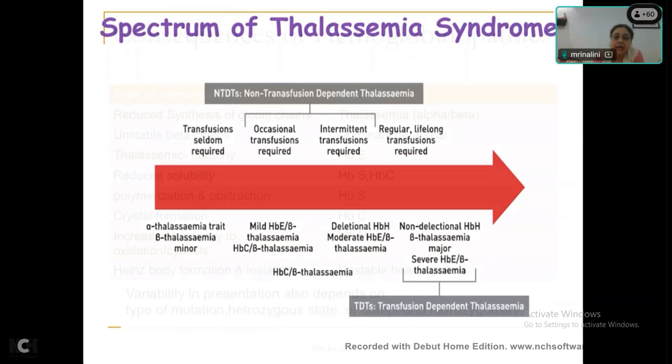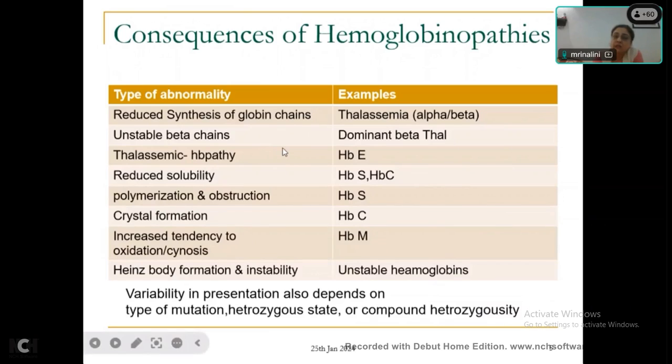So other consequences can be unstable beta chains, which also lead to anemia, then thalassemic hemoglobinopathies. Then there is reduced solubility, so it causes vaso-occlusive crisis, ulcers, and so many other things which happen in hemoglobin S and also in hemoglobin C, with obstruction in polymerization and crystal formation like in hemoglobin C. Then there is also another group of disorders in which there is an increased tendency for oxidation that leads to cyanosis, and that is called hemoglobin M.